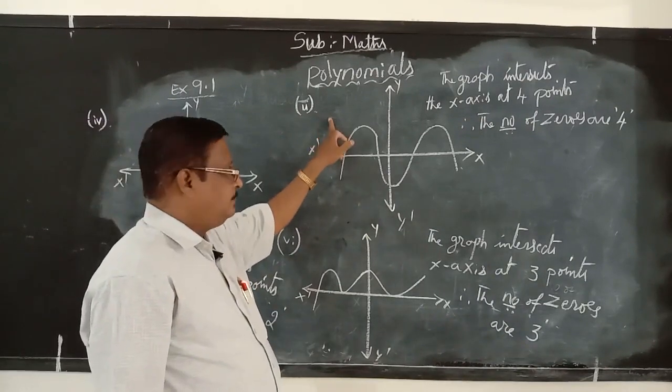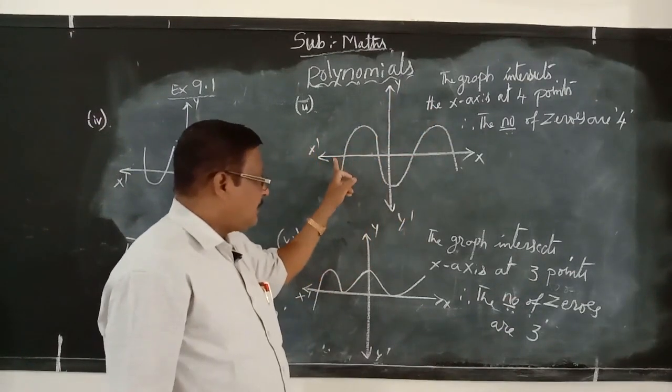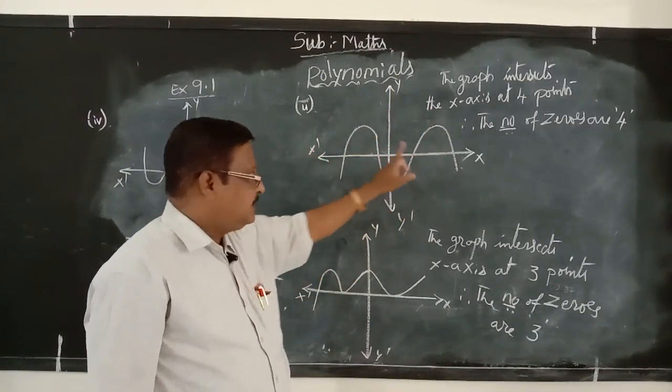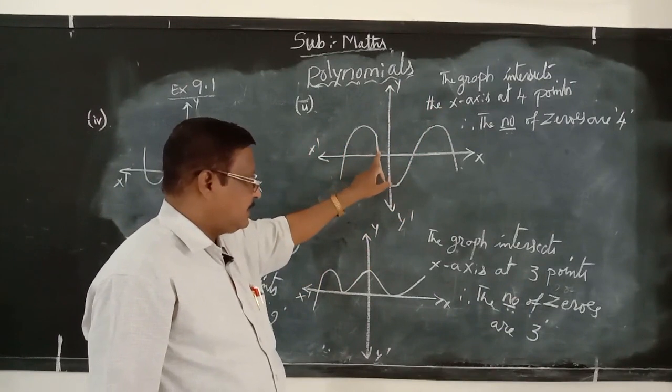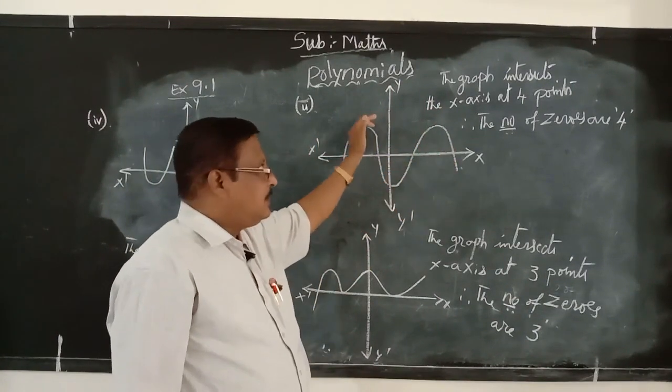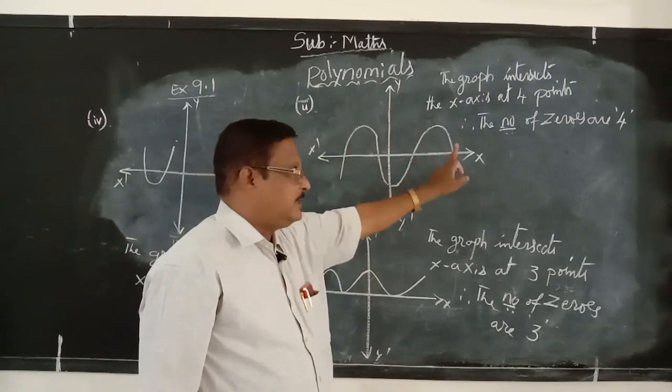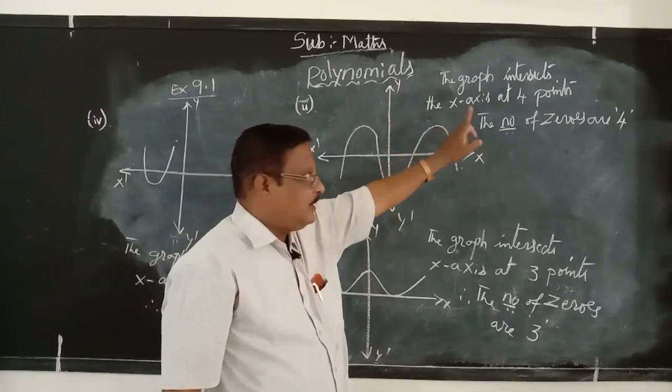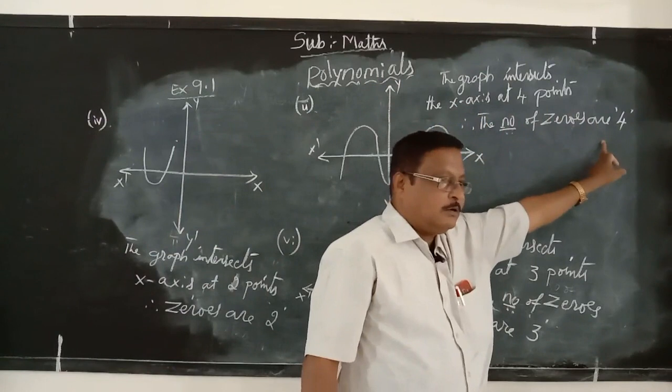Next, the fifth one. Here the graph intersects the x-axis. This is the 1 point, this is the another point, this is the third point, this is the fourth point. It means the graph intersects the x-axis at 4 points. Therefore, the number of zeros is 4.